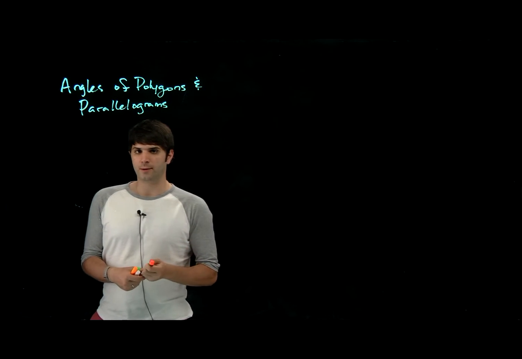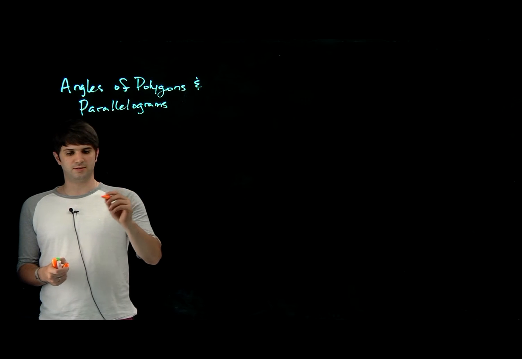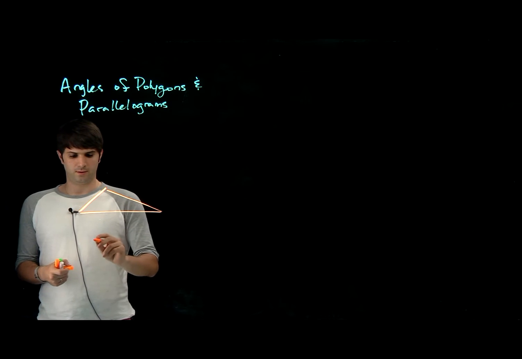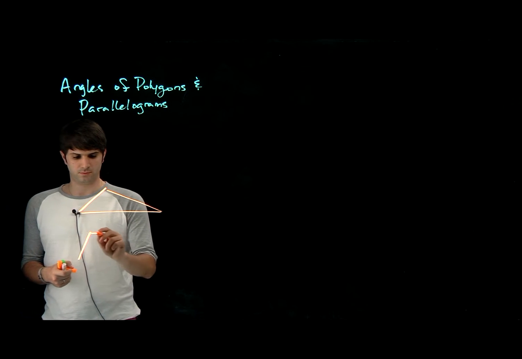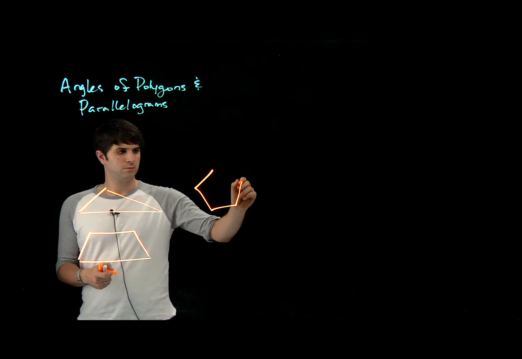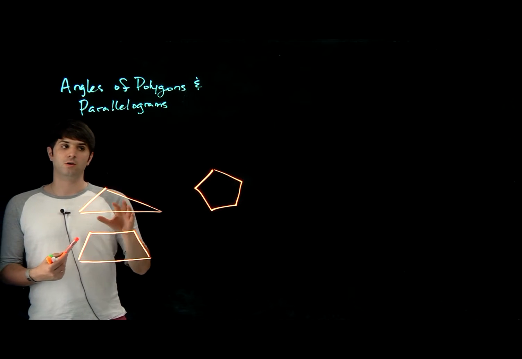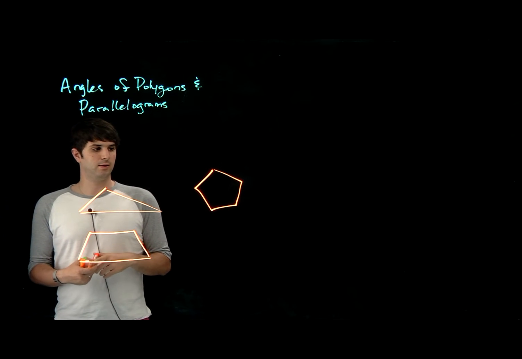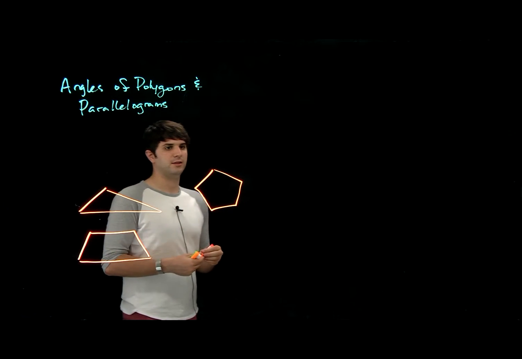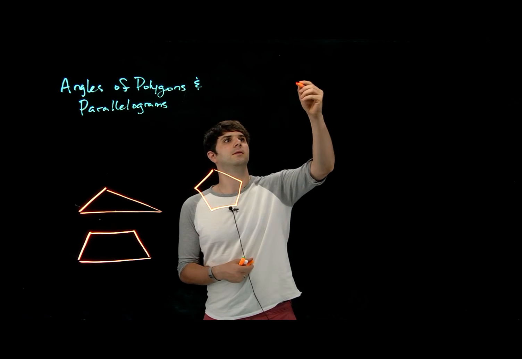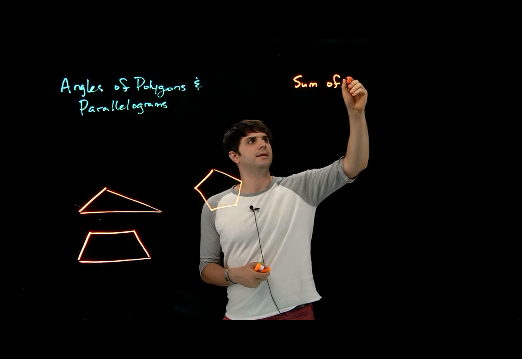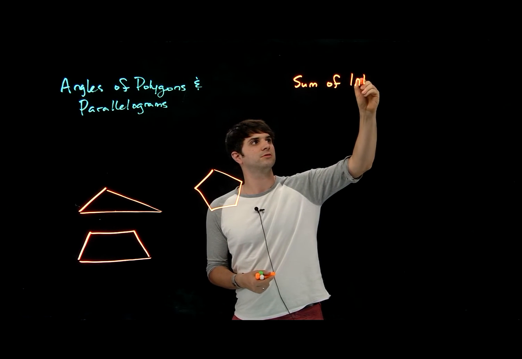Now we want to talk a little bit about, okay, let me draw some polygons here. Okay, so I've just drawn here a triangle, quadrilateral, and a pentagon. And so basically, what we first want to deal with here is what we call the sum of the interior angles. So sum of interior angles.